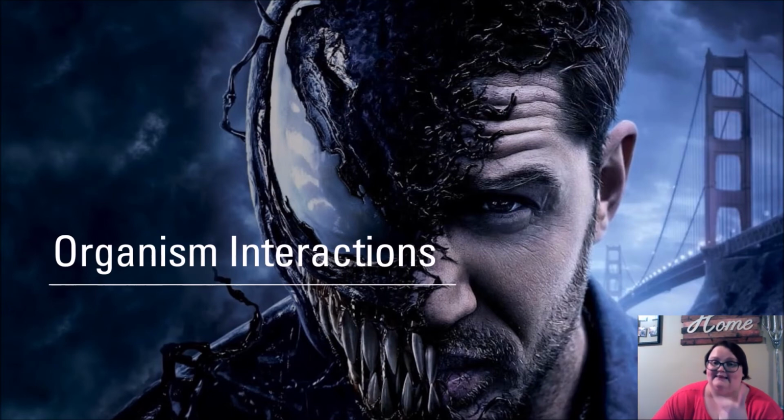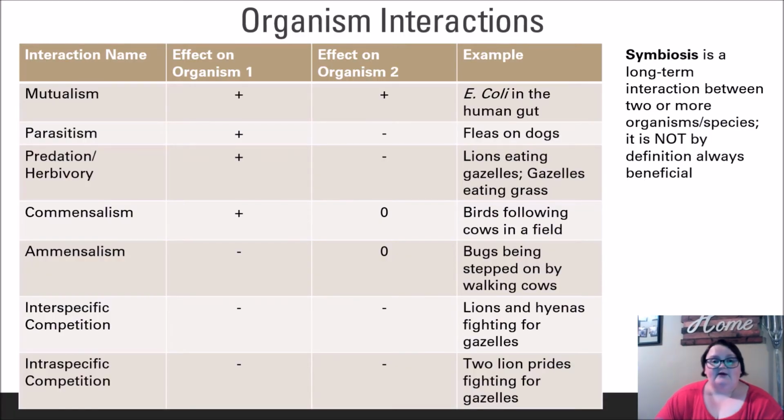Now, let me tell you about the symbionts. The way organisms interact with one another also plays a large role in reproduction as it impacts competition and resource use. The first thing is I want to make sure you understand symbiosis is a long-term interaction between two or more organisms or species. By definition, it is not always a beneficial interaction.